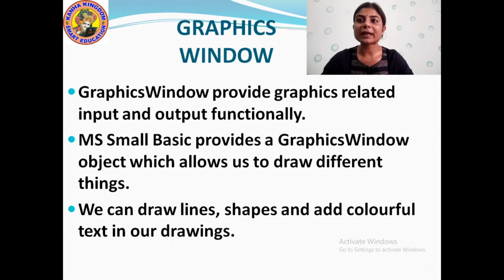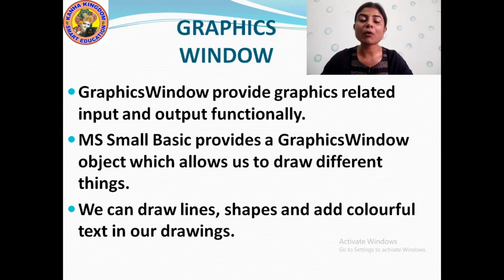Then MS Small Basic provides a graphics window object which allows us to draw different things. Why do we use graphics in a program? To draw something, to draw different types of diagrams in the program. So this graphics window in Small Basic allows us to draw different things inside the program. Then we can draw lines, shapes and add colorful text in our drawing.